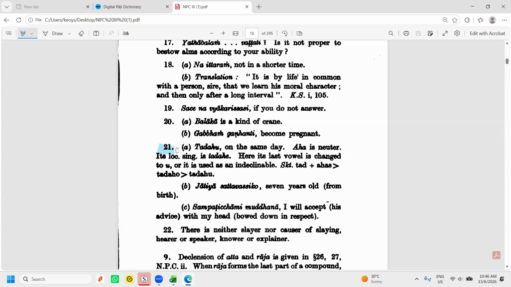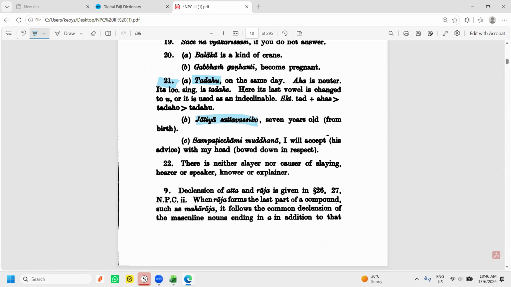So this is 21. That means this will be like a dictionary. And then they explain how it comes about. And then the next line is this one. So this is how they are going to translate. And then this is the third. This is the third.